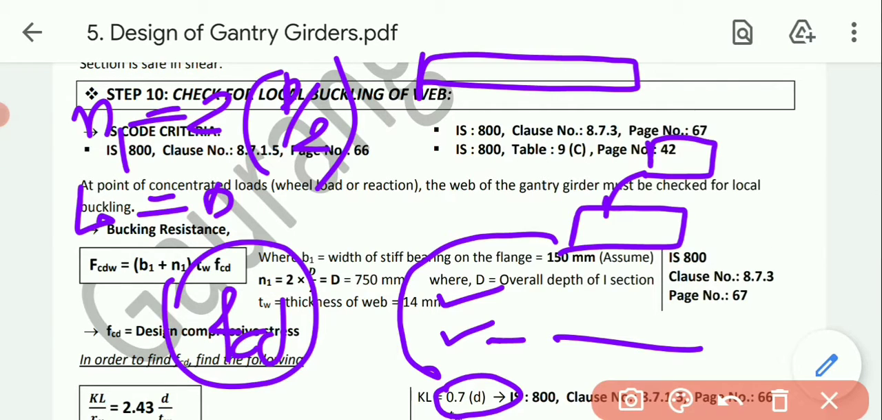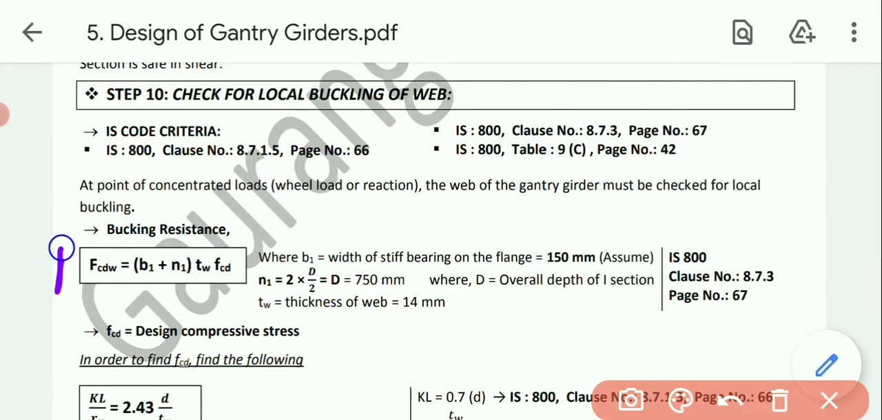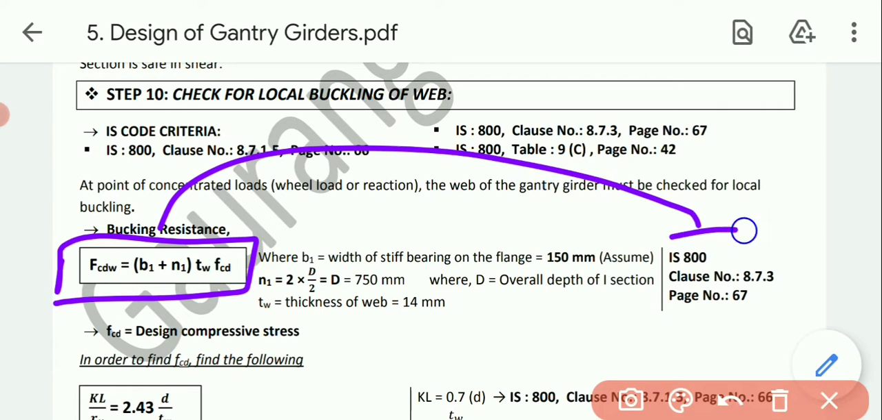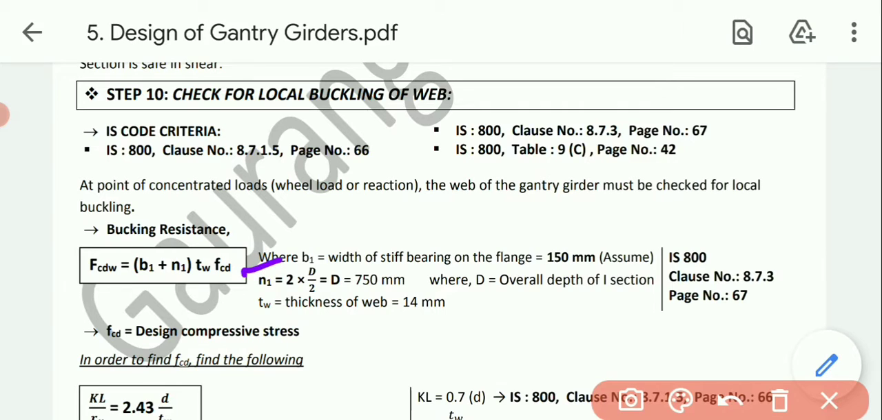So first of all, as per this clause 8.7.3, page number 67, the unknown parameter b1, that is the stiff bearing length, is always assumed as 150 mm. n1, as we discussed, 2 times d by 2, ultimately the overall depth of the gantry girder, that is 750. Then tw, thickness of web, that is 14 mm. So all three are known, the only problem is with the fcd.